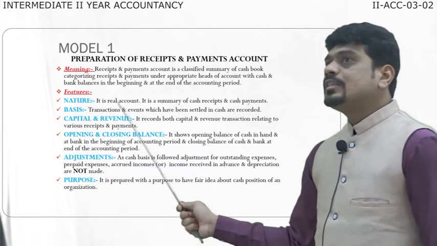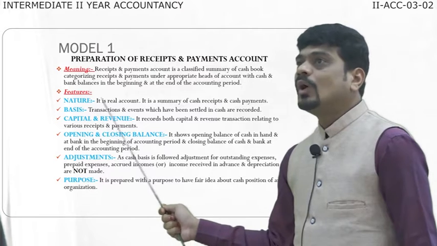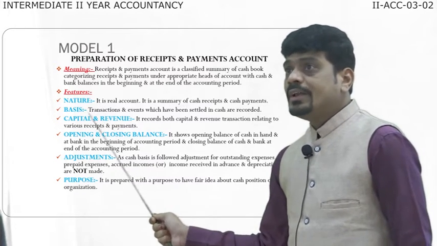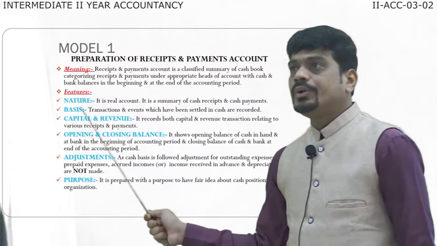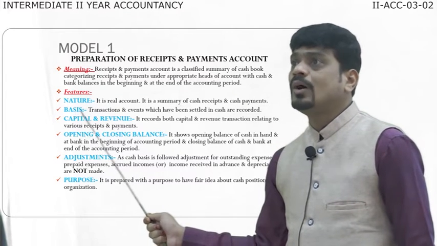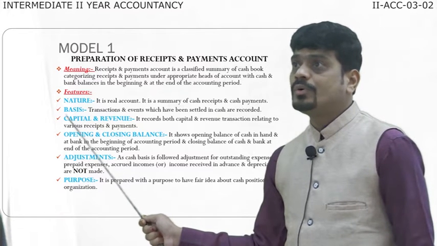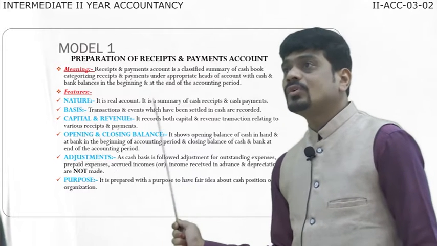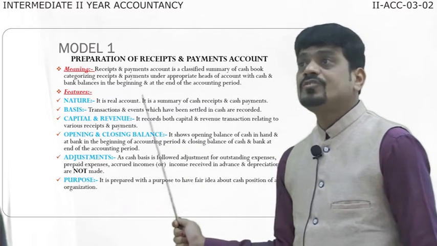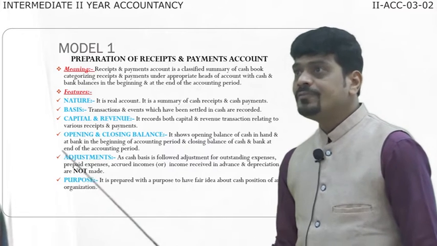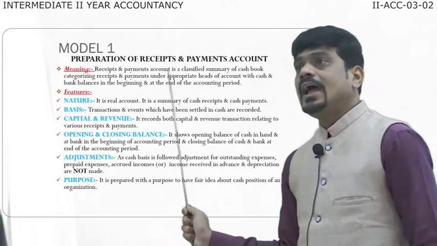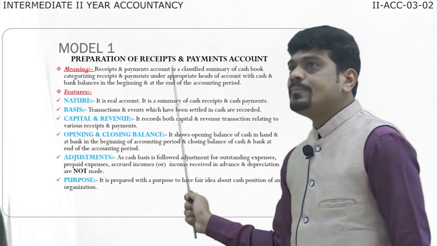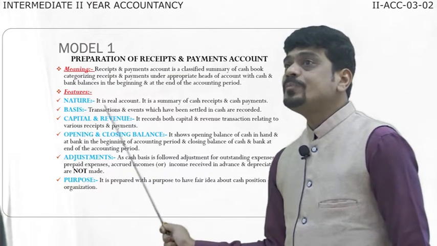Then second is the basis. On what basis are we going to prepare the receipts and payments account? Dear students, you know there are 3 bases of accounting. The first is called cash basis of accounting, the second is called accrual basis of accounting, and the third is called hybrid or mixed basis, which we don't use. We generally follow the first one, cash basis, and the second one, accrual basis. So while preparing receipts and payments account, we follow the cash basis of accounting.